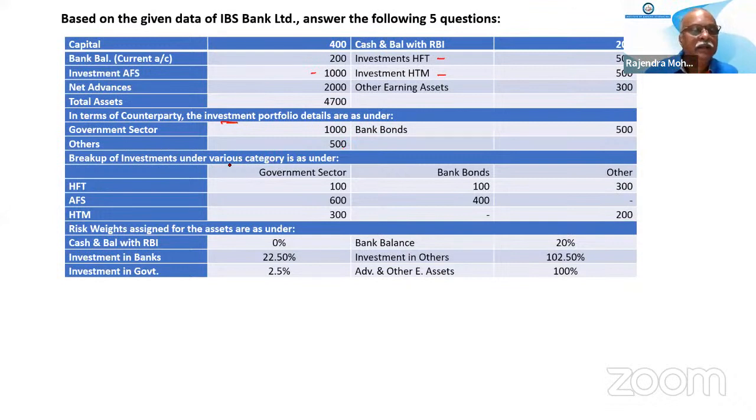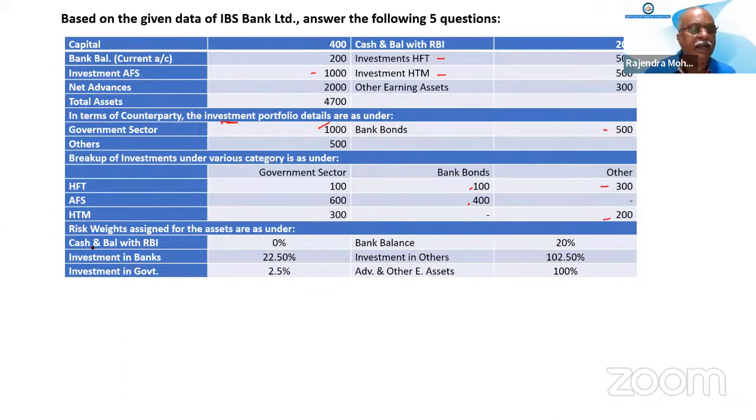Again, breakup of investment into various categories. In government sector, how much HFT, how much AFS, and how much HTM. So this is 1000, and the government sector 1000 tallies. Bank bonds 500, out of which HFT category 100, AFS category 400. Other is 300 and HTM is 200. So 500, that tallies.